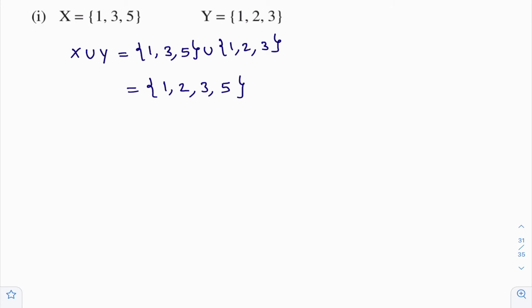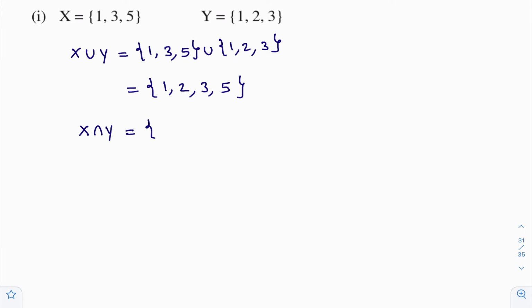I hope you understand. The basic idea of X union Y is that if the element is present in X, it will be present in X union Y. If the element is present in Y, it is present in X union Y. If the element is present in both, then also it will be in X union Y. As I said, first question and fifth question we are doing at a time. I'll calculate X intersection Y also.